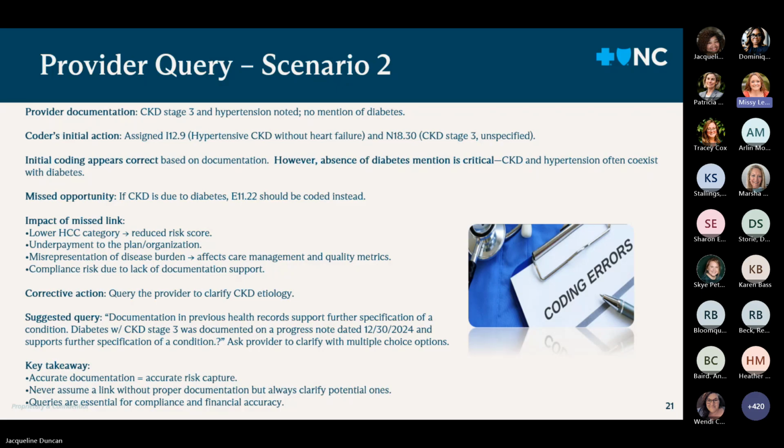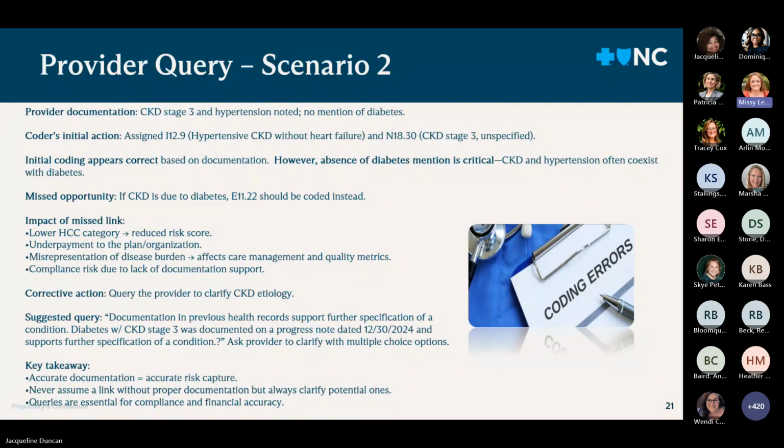If the patient actually has type 2 diabetes and it is reflected in previous encounters, it's the underlying cause of CKD. The correct code would be E11.22, which places the patient in a higher HCC category and more accurately reflects disease severity. Without documentation of the diabetes, the coder couldn't capture this link, resulting in a lower risk score, potential underpayment, and misrepresentation of the patient's condition. This also introduces compliance risk if ambiguity isn't addressed.